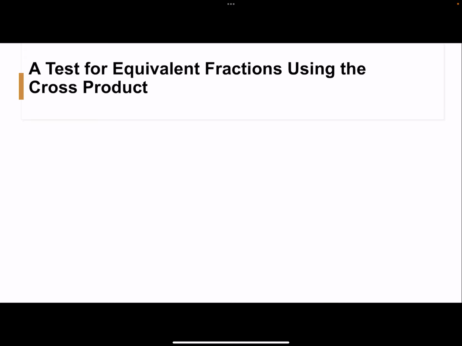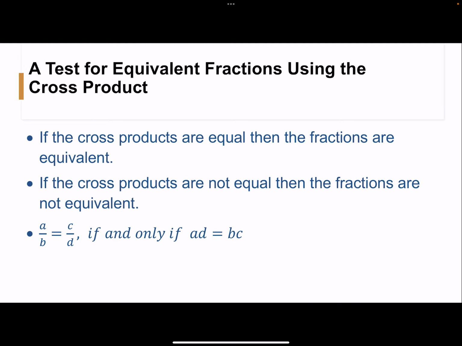How do you test for equivalent fractions? One of the easiest ways to test for equivalent fractions is to use the cross product. If the cross products are equal, then the fractions are equivalent. If when I cross multiply, I do not get an equivalent answer, then that tells me that the fractions are not equivalent. So the theorem says that if I have two fractions set equal to each other, if when I cross multiply, A times D equals B times C, then they are equivalent.